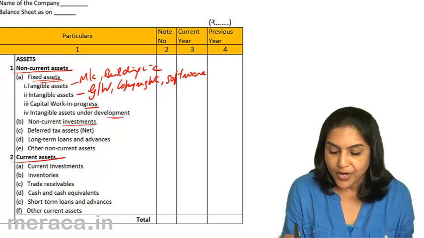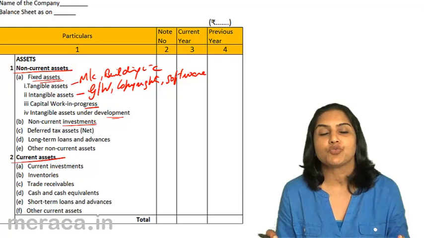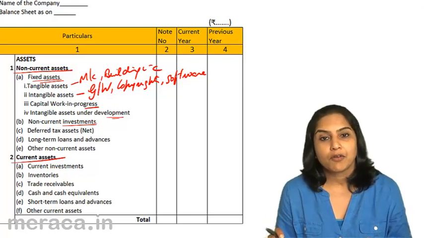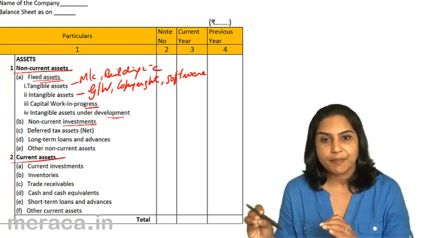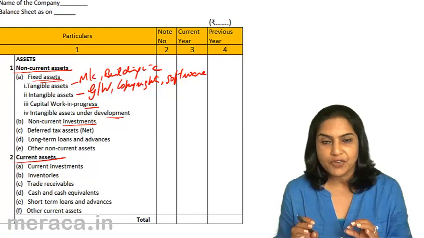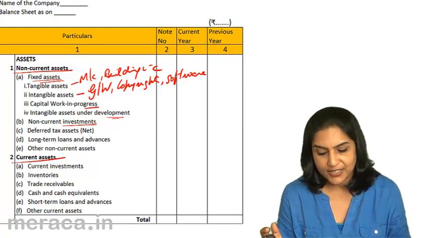Next item is non-current investments. By non-current investments, we mean the investments which we intend to hold for a long period of time, for a period greater than 1 year at least. Such investment may be in deposits, maybe in debentures of another company, maybe in the shares of another company, etc.